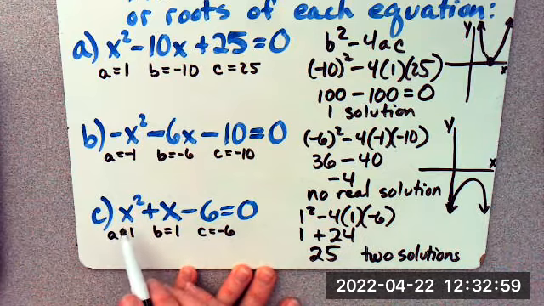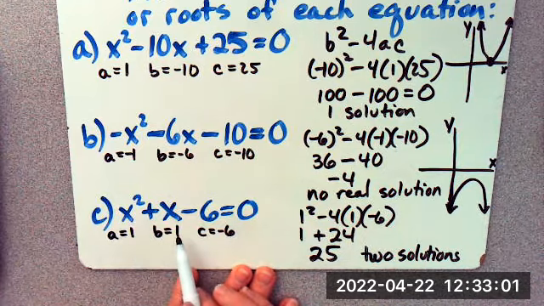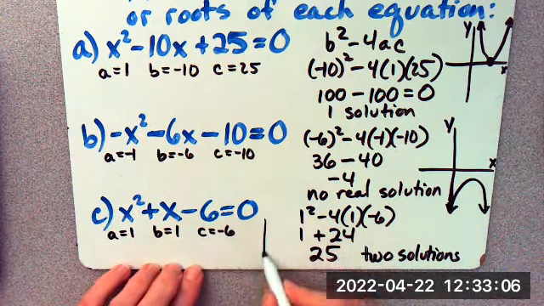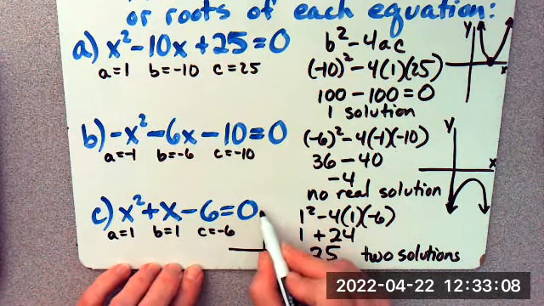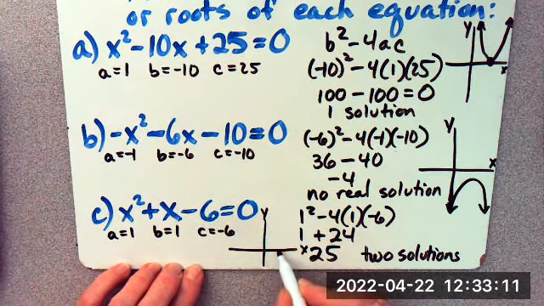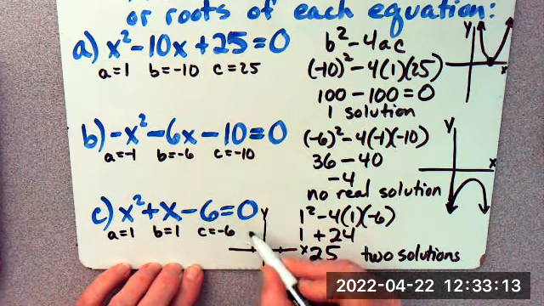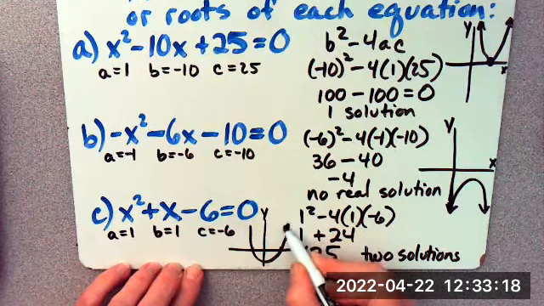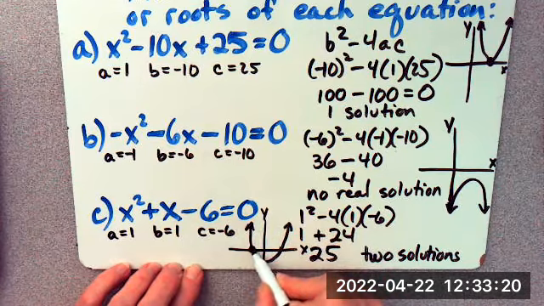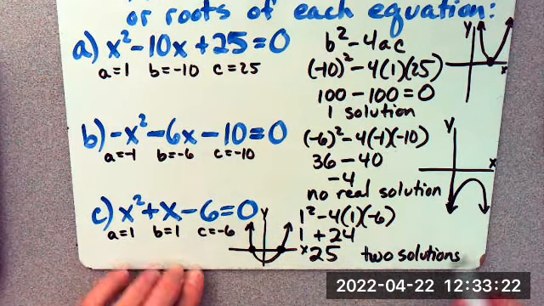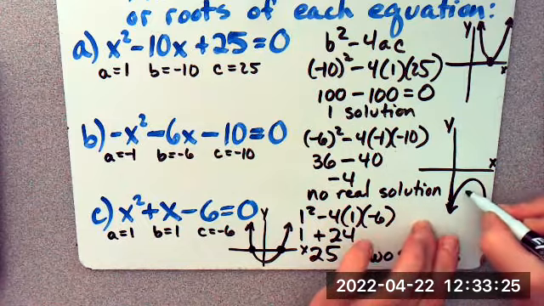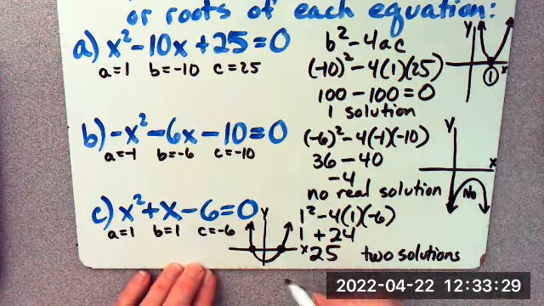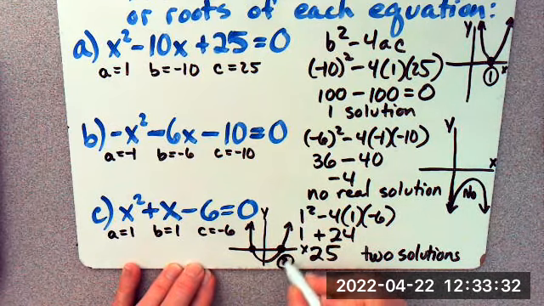So that means if we look at this, we know it's opening up and it's hitting at 3 and -2. So if we look at this one, it's open, 3 and -2. This parabola is looking at, and it goes down to -6. So it looks like this. So it has 2 solutions right there. So this one's no solution, 1 solution, and this one is 2 solutions.